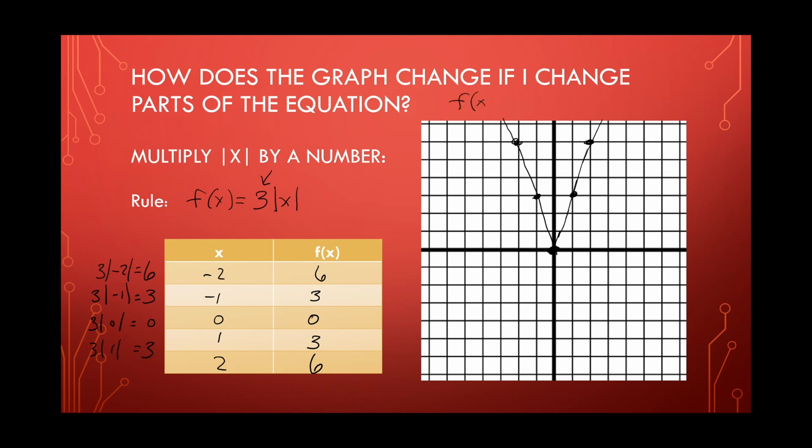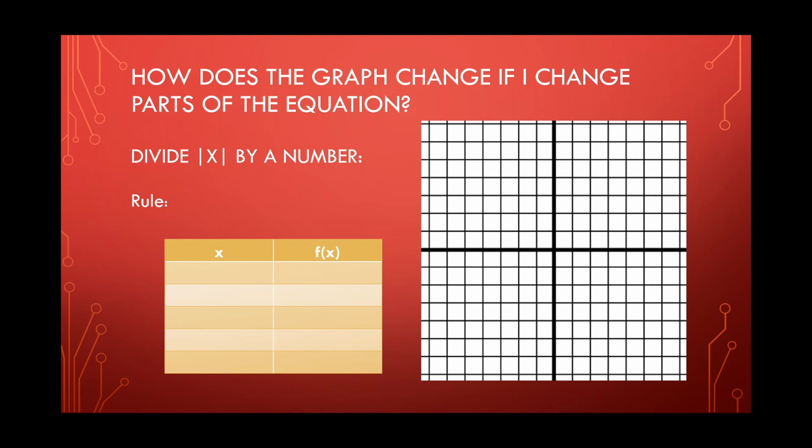And that A will either stretch or shrink vertically. It doesn't slide it. I'm not adding, it's stretching it. What happens if it goes negative? You guys told me. It flips over that x-axis.